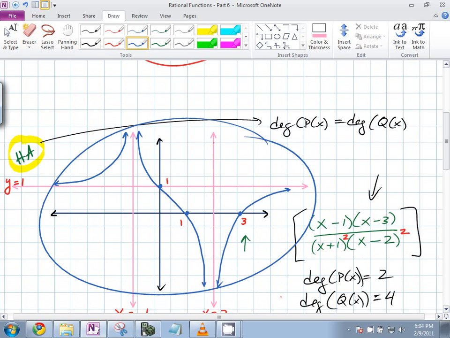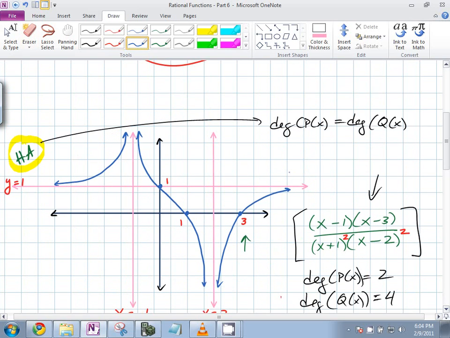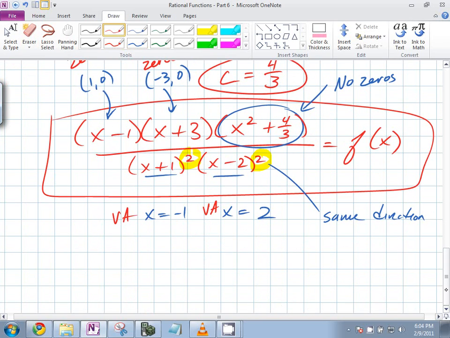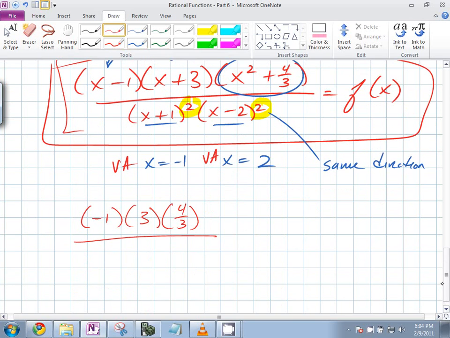The one last thing we need to check is, does our function cross the y-axis at 1? Well, when x is 0 on this function right here, we end up with -1 times 3 times 4/3 all over 1 squared times -2 squared. What's that going to be?